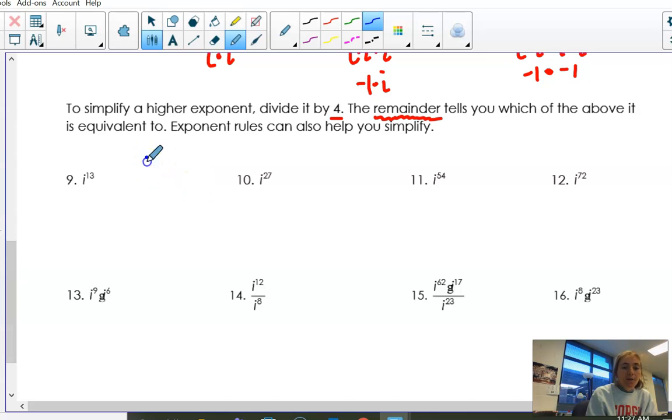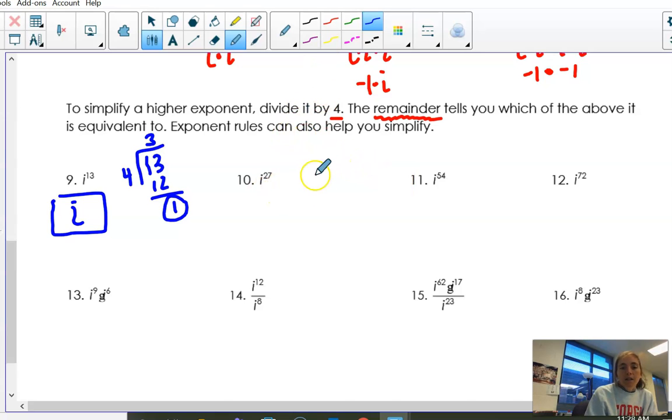All right, so 13 is the exponent. Divide that by 4. 3 times 4 is 12, and it has a remainder of 1. So that means i to the 13th power simplifies to just be i to the first. Number 10, let's look at our exponent here, 27, right? Divide 27 by 4. 6 times 4 is 24, and that leaves us with a remainder of 3. So that means i to the 27th is equivalent to i to the 3rd, which we said simplified to be -i.